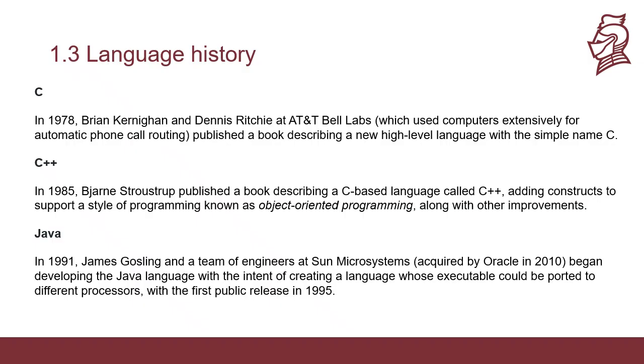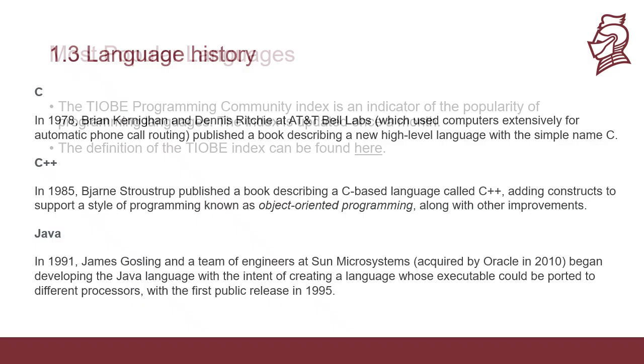In 1985, C was converted into an object-oriented language to support object-oriented programming, and that's called C++. And then in 91, engineers at Sun Microsystems, which is now owned by Oracle, developed the Java language. And the idea was that it would be portable for different processors, and Java is heavily used out in the world.